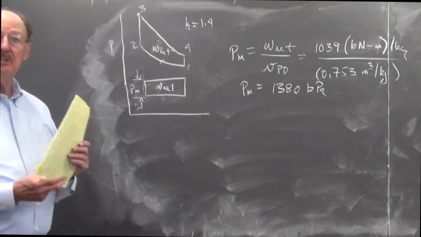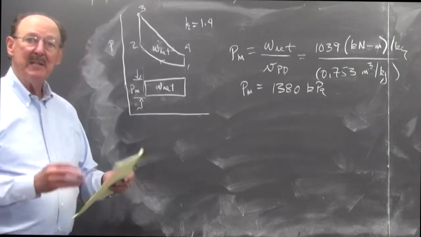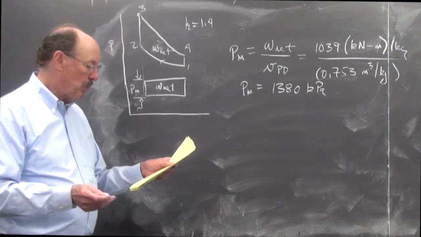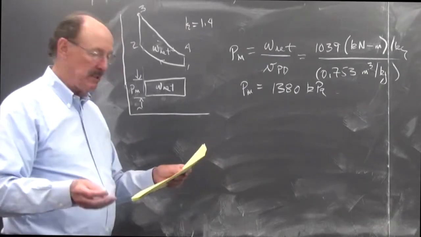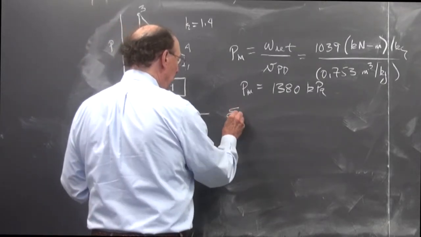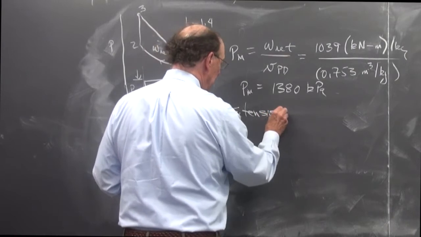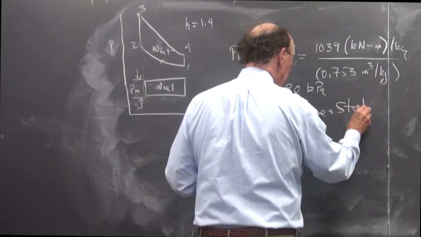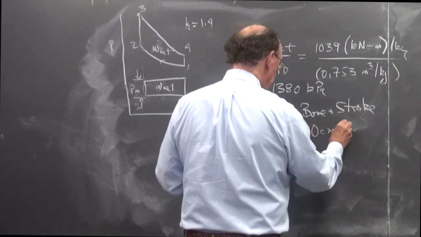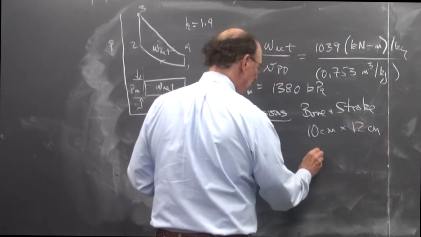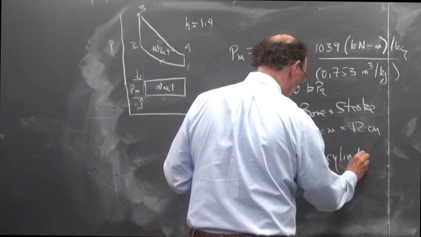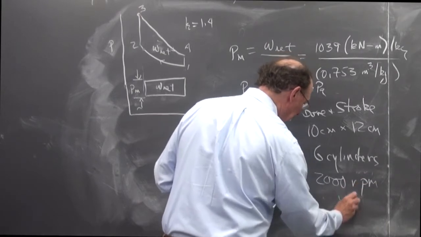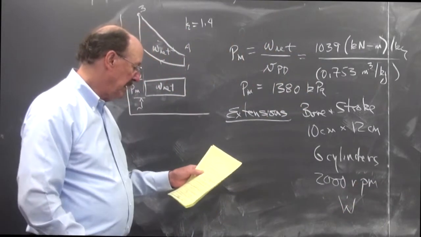Now let's look at some extensions for this. So we had this problem, but now let's change it. So we went through and we did this per unit mass, but now let's say we have a bore and a stroke with 6 cylinders and RPM, and let's find the power. So I'll have bore and stroke, 10 centimeters by 12 centimeters. We'll have 6 cylinders, 2,000 RPM, and we want to find the power.